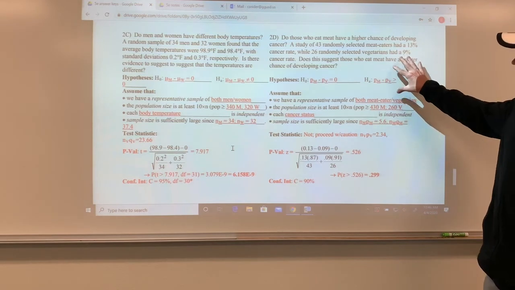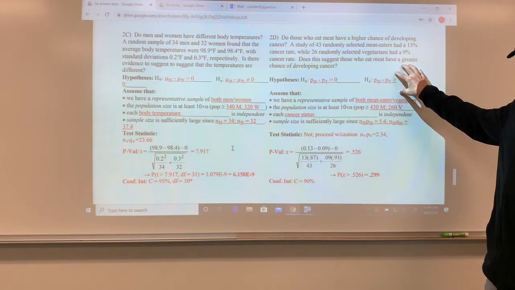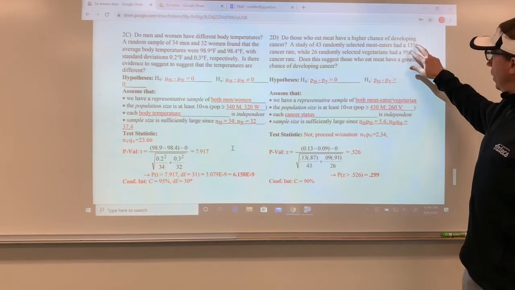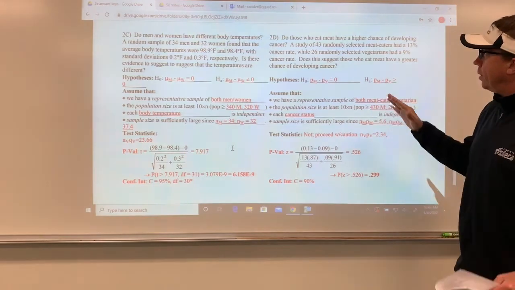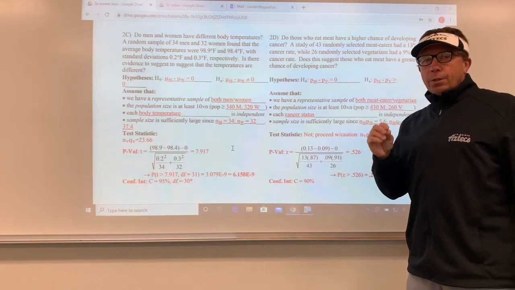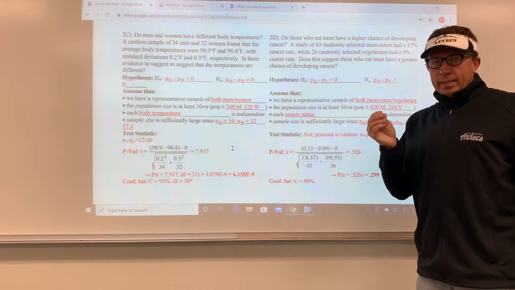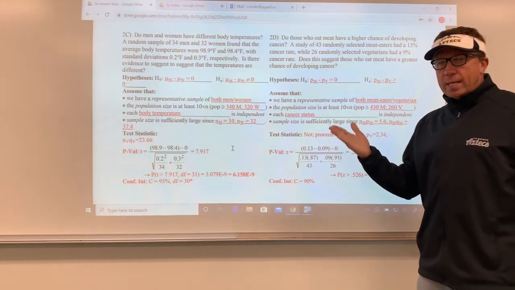The first thing you're going to ask yourself, as always, is this a mean or a proportion? And this is a proportion. We have percents. Is this one sample or two? It's definitely two different groups of people. So this is a 2 proportion z-test, a 2 prop z-test, or a 2 prop z interval.